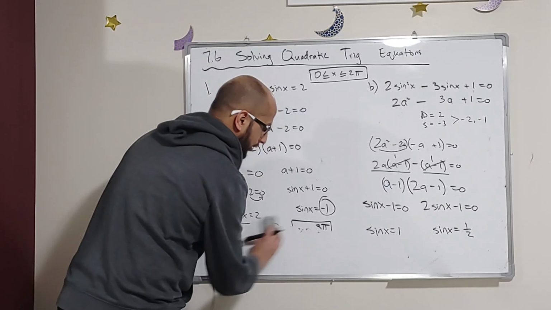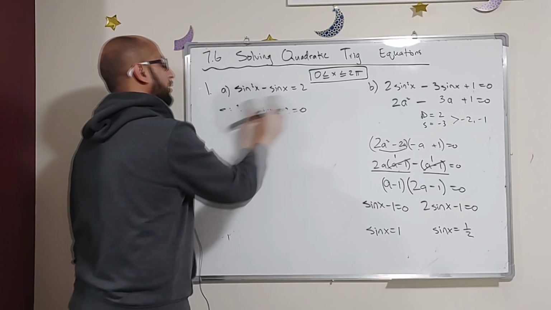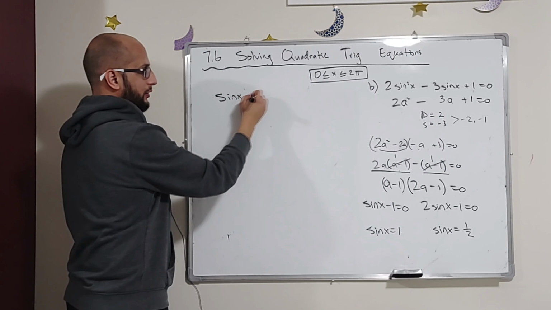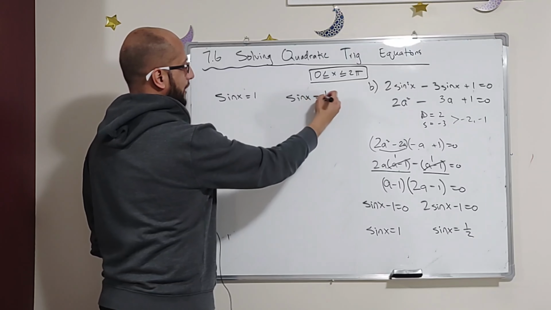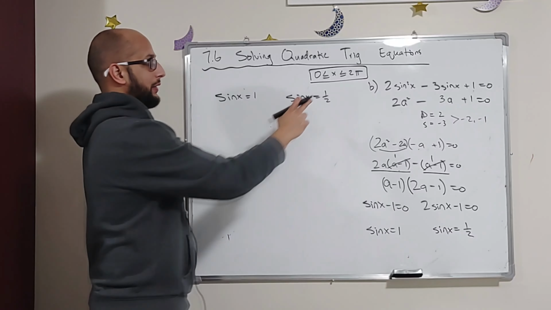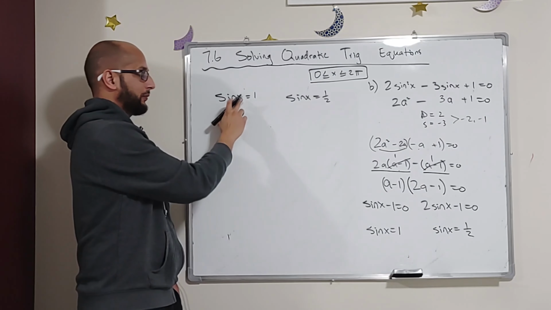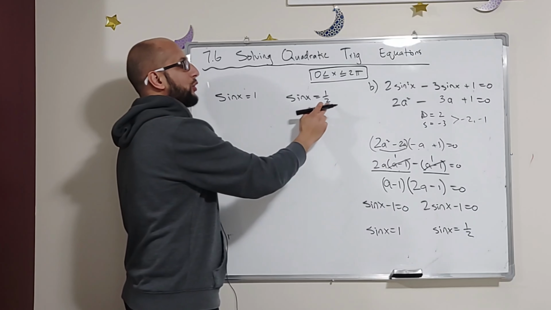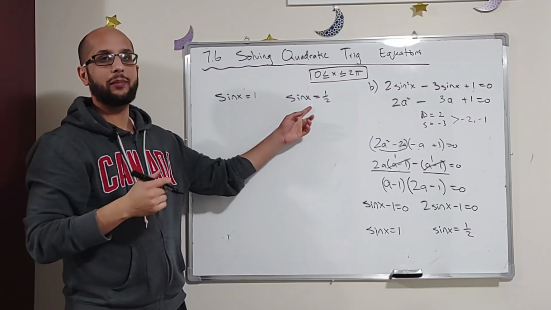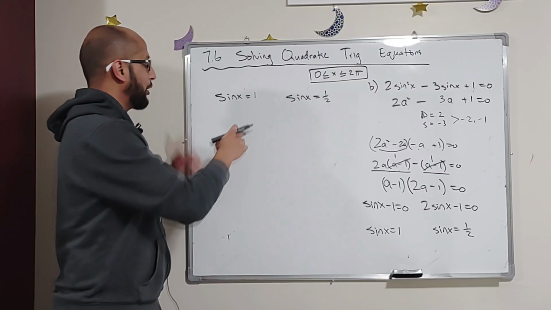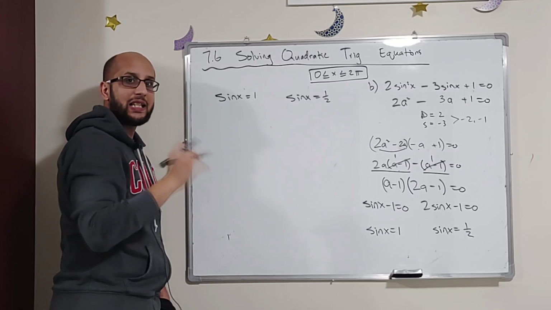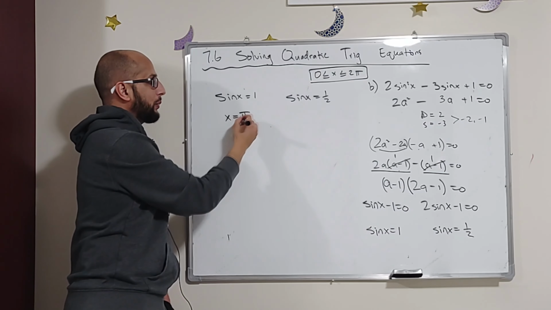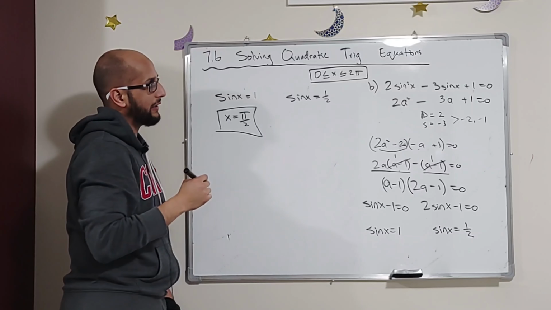I'm running out of space a little bit, so let's move back over to this side. We're going to have sine x equals 1, and sine x equals a half. Now again, remember we're looking at from 0 to 2 pi. Sine x will equal 1 only once because that's the maximum. Sine x will equal a half twice because it's not the maximum, it's not the middle, and it's not the minimum. First let's look at sine x equals 1. The maximum for the sine function happens at pi over 2. So I already know my answer here will be pi over 2, and there is only one answer.